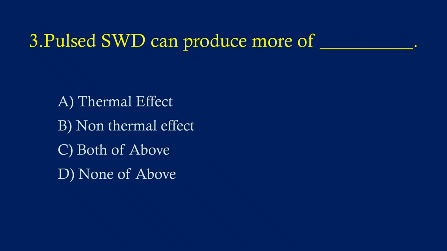Let's see number 3. Pulse shortwave diathermy can produce more of dash. A. Thermal effect. B. Non-thermal effect. C. Both of above. D. None of above. Think. So here the correct answer is option B. Non-thermal effect. Pulse shortwave diathermy mainly produces non-thermal effect and it's helping in tissue healing with minimal heat generation.